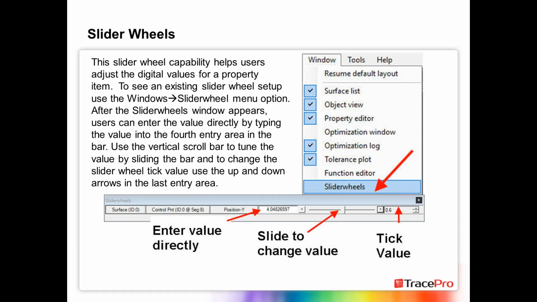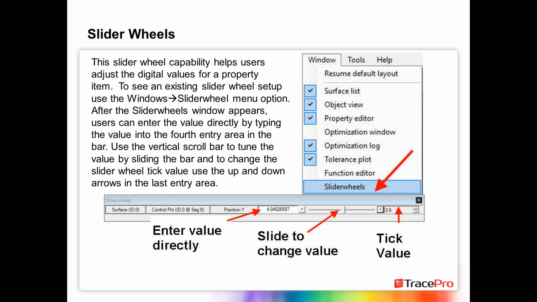Well, if you've ever designed slider wheels in the Interactive Optimizer before and you know about them, you just have to go to Window, Slider Wheels and it'll pop up. So let's take a look at one. The slider wheel control in the dialog here has a lot of information. The first column is going to specify what surface the slider wheel is on. The next bit of information tells you if it's a control point or a segment point and which segment it is on that particular control point.